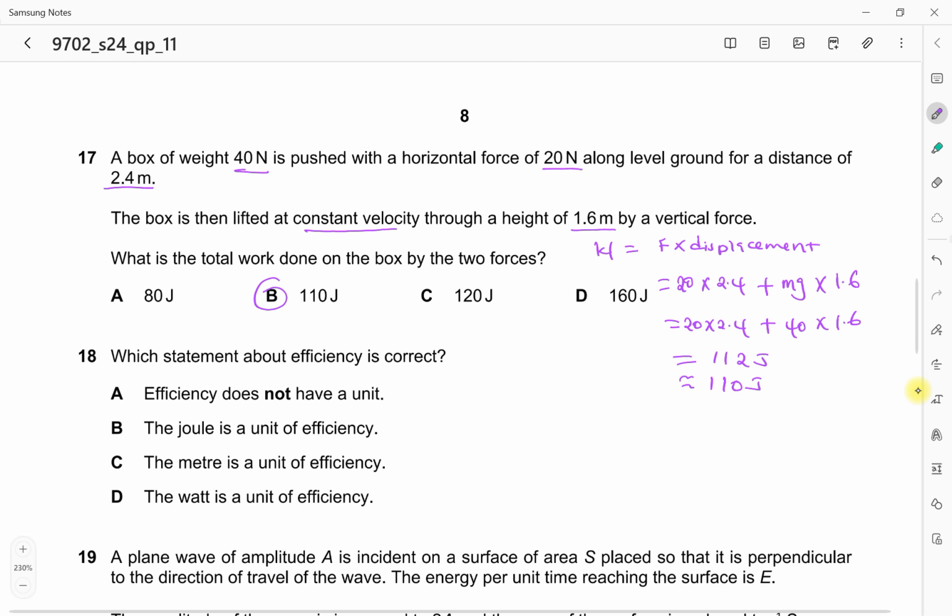Which statement about efficiency is correct? A says the efficiency does not have a unit. Of course, I think the answer is automatically A without a second thought, because efficiency is equal to the ratio of the useful power output over the power input, times 100. These have the same units. It's the useful work output over the work input. These have the same units, so the units cancel out. The useful energy output over the energy input. These have the same units, so the units always cancel out. So efficiency does not have a unit. So the answer is A.